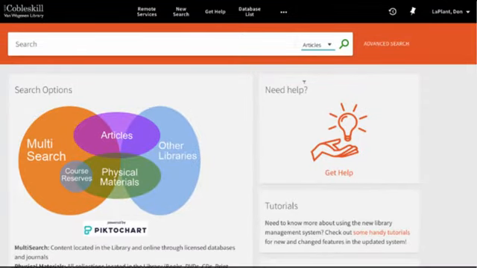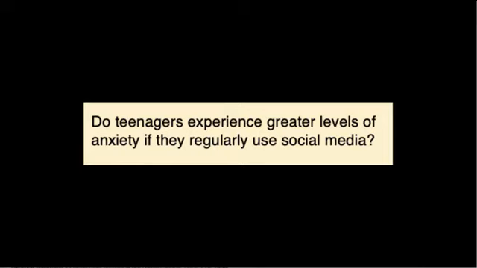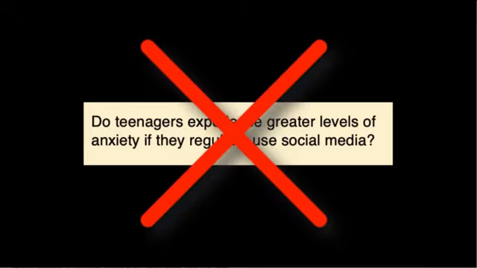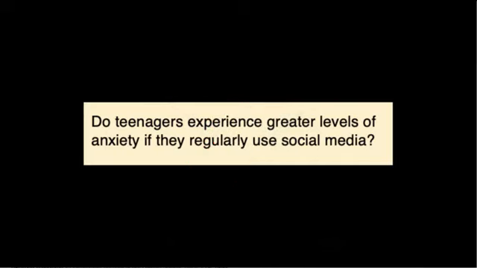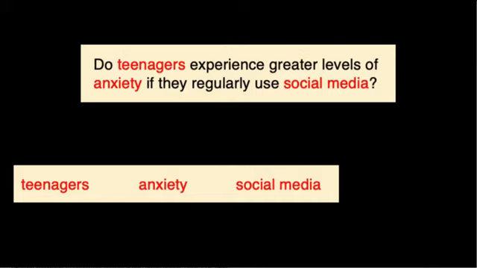Unlike Google, the library search engine prefers you to use 2 to 4 keywords when searching, rather than full sentences or questions. You want to eliminate all irrelevant terms and focus on the words that must appear in your result list. So, if you're searching for information about whether teenagers experience greater anxiety if they use social media, don't type that whole question in the library search box. Instead, you'll want to pick only the 2 to 4 most essential ideas in that sentence and use those. In this example, I'd choose teenagers, anxiety, and social media.